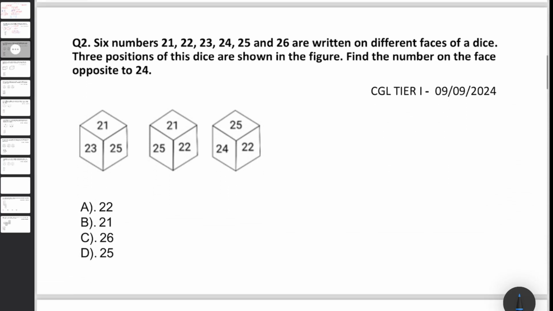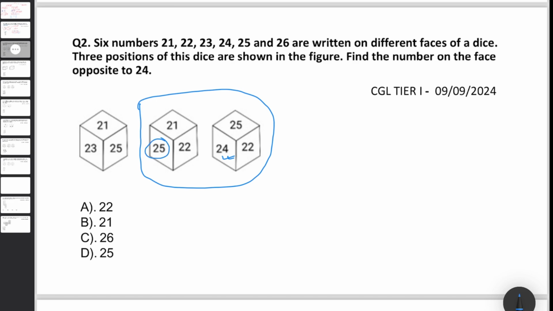Six numbers 21, 22, 23, 24, 25, and 26 are written on different faces of a dice. Three positions of this dice are shown in the figure. Find the number on the face opposite to 24. 24 is here on the third dice, so let's pick these two dice. You can pick any two dice convenient to the question. So you need to pick a dice which contains 24.